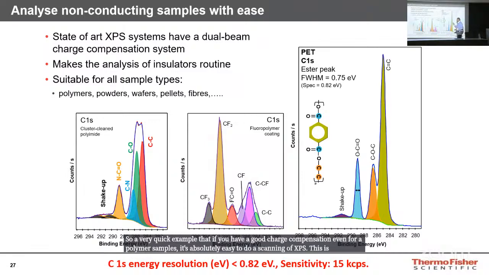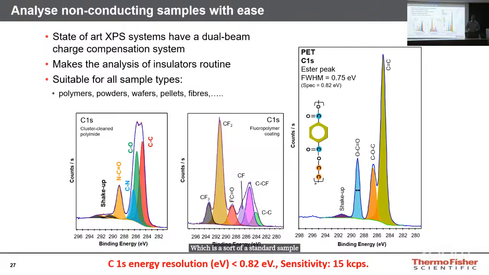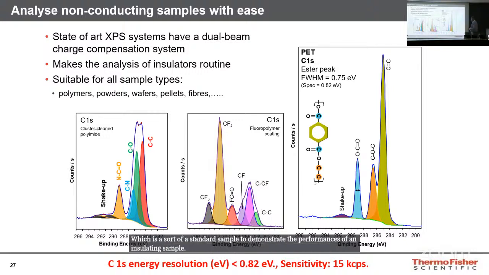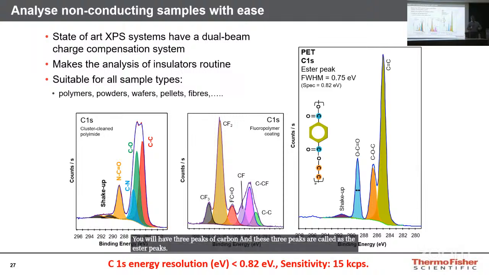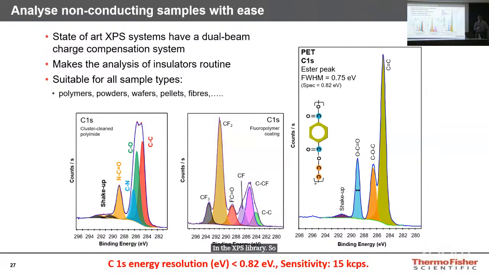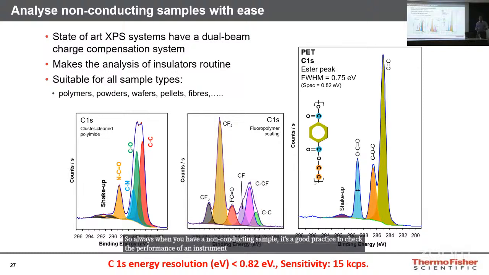This is a glorious example of polyethylene terephthalate, which is a sort of standard sample to demonstrate the performance of an insulating sample. The beauty of this PET sample is that around the 280 to 285 edge, you will have 3 peaks of carbon, and these 3 peaks are called the ester peaks in the XPS library. So as long as your instrument has a very good charge compensation, only then is it possible to identify 3 individual peaks. So always when you have a non-conducting sample, it's a good practice to check the performance of an instrument with a standard sample before you start recording any insulating samples.